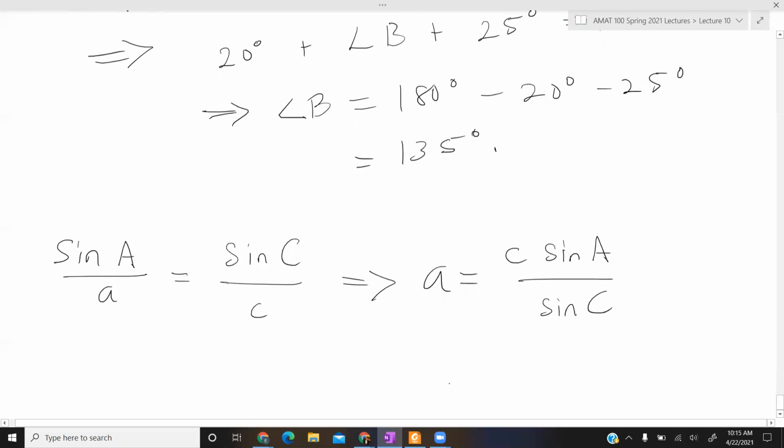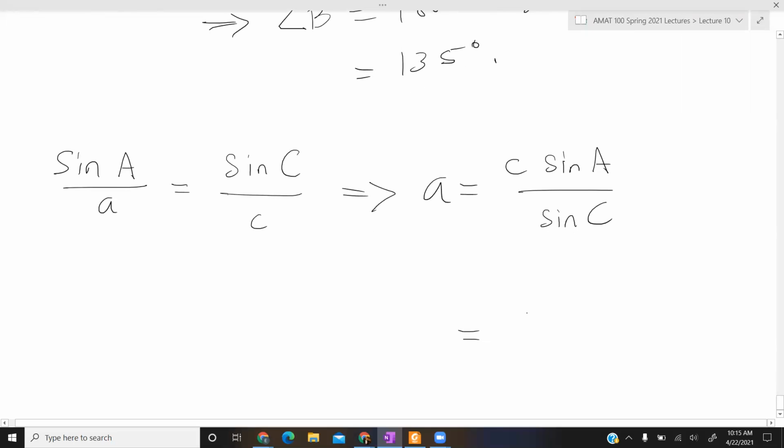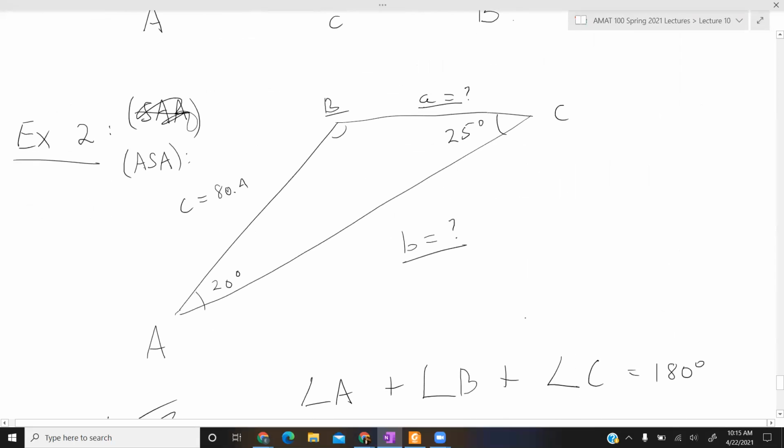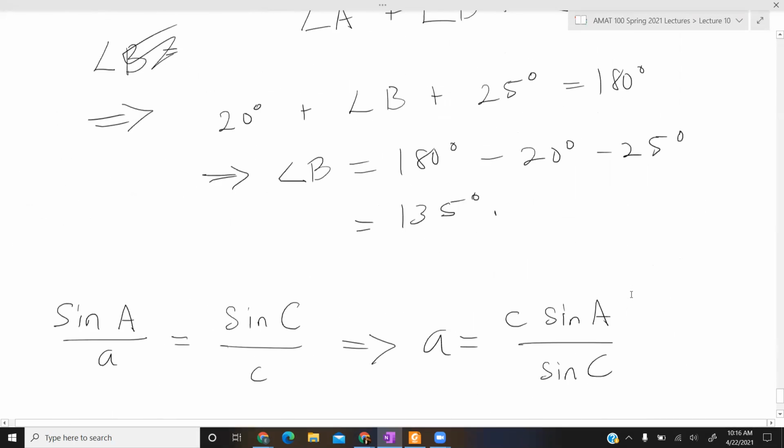And then substituting in, we get 80.4 times sine of 20 divided by sine of 25. And to get an approximate value for this, you need a calculator. So that's approximately 65.1. So A is approximately 65.1. So this side right here is approximately 65.1. And now we just need to solve for B.